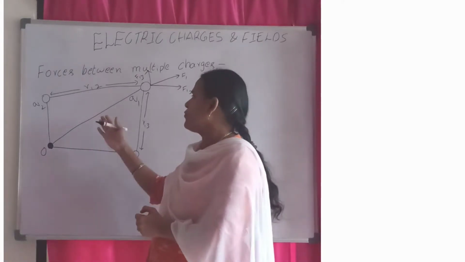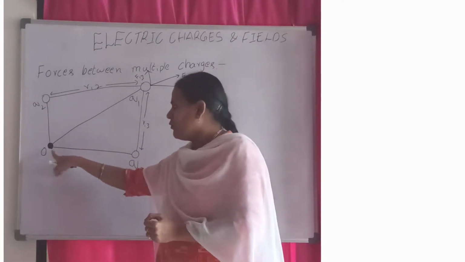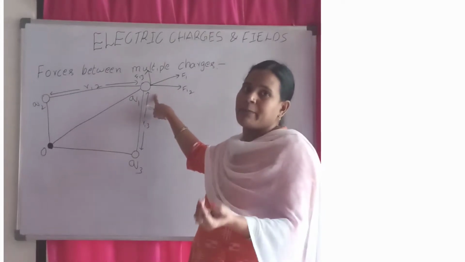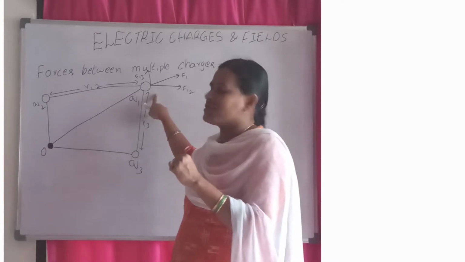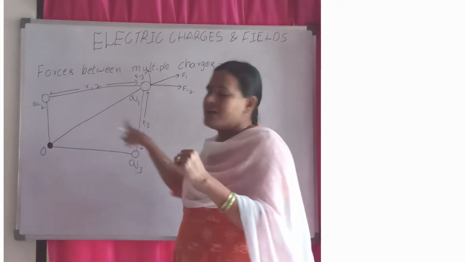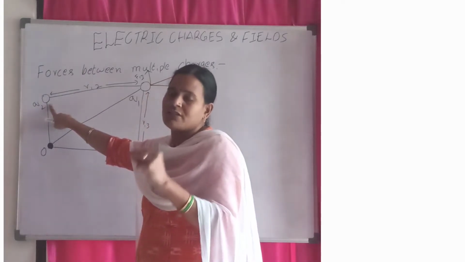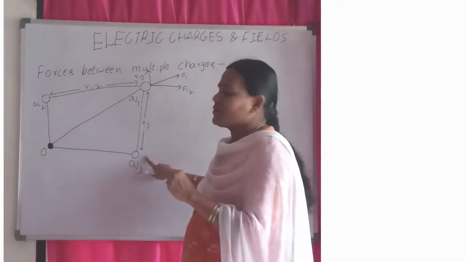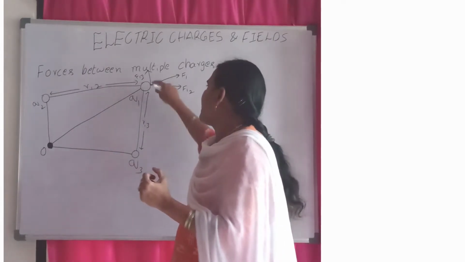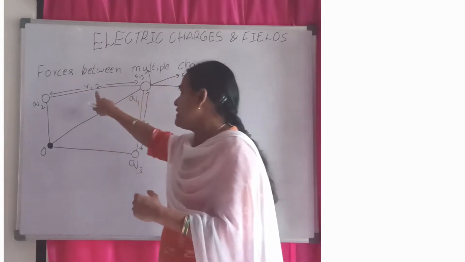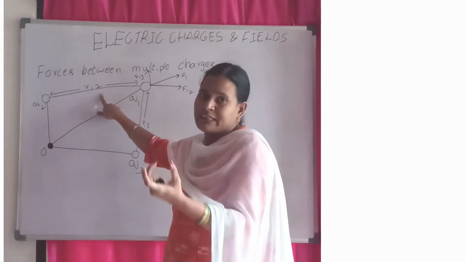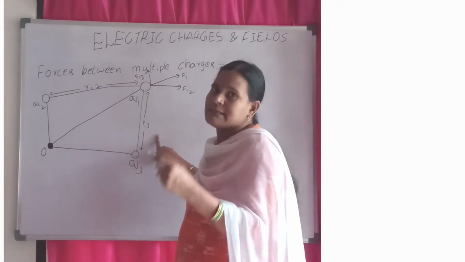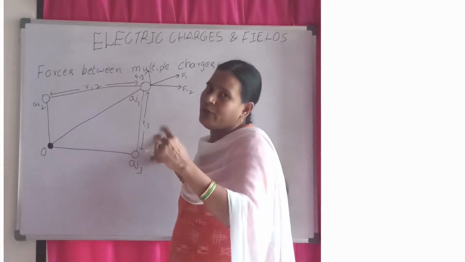Here you are observing one diagram. Here O is the origin, and Q1 is one point charge. I am taking only 3 charges: Q1, Q2, Q3. By the Q2 charge, some force is acting on Q1. At the same time, by Q3 also, some force is acting on Q1. Here distance R12 represents the distance between Q1 and Q2 charges, and R13 is the distance between Q1 and Q3.